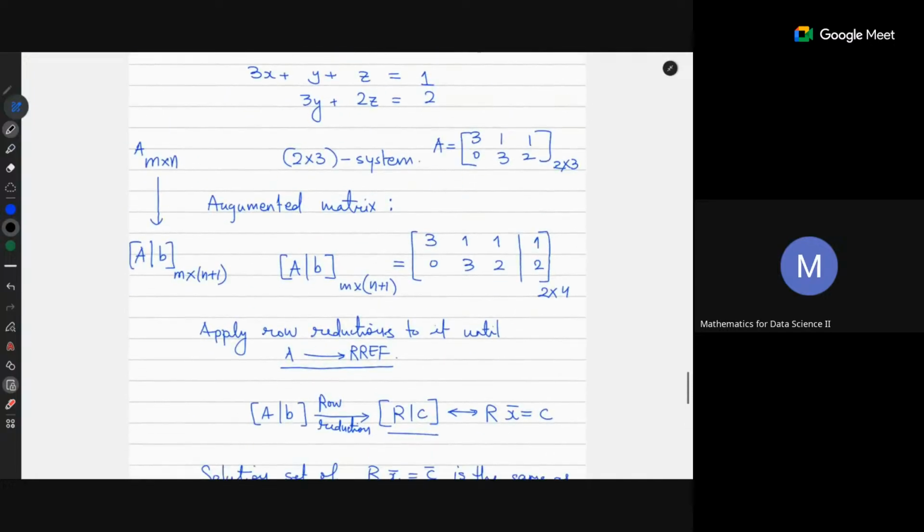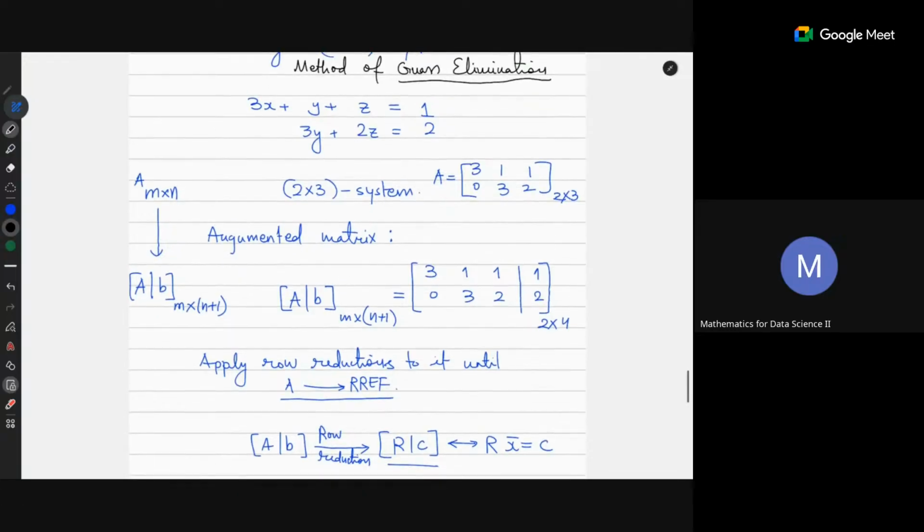Any given system can be represented by AX = B. Now I can use this A and B and write them down together in a matrix like this. And to separate which one is the coefficient matrix and which one is the constant matrix, I'm using the vertical line.